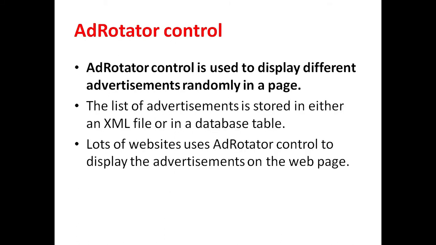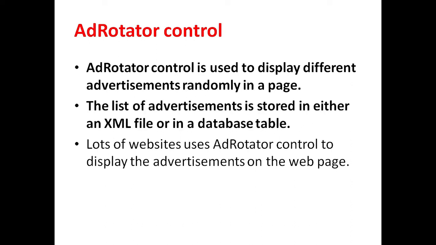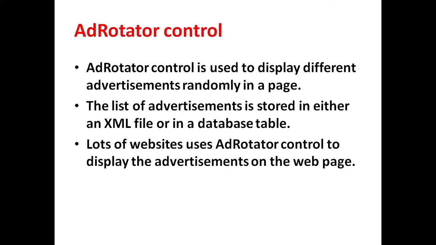Ad rotator control is used to display different advertisements randomly on a page. The list of advertisements is stored in either an XML file or in a database table. Lots of websites use ad rotator control to display advertisements on the web page.